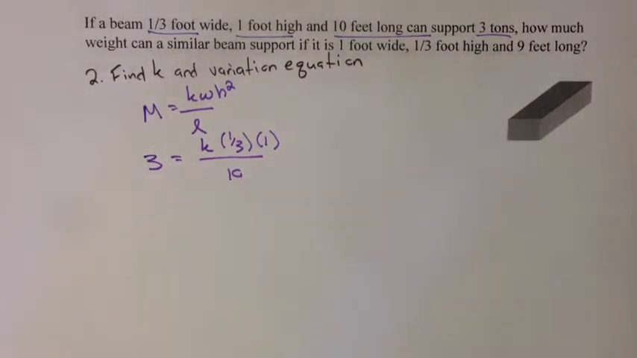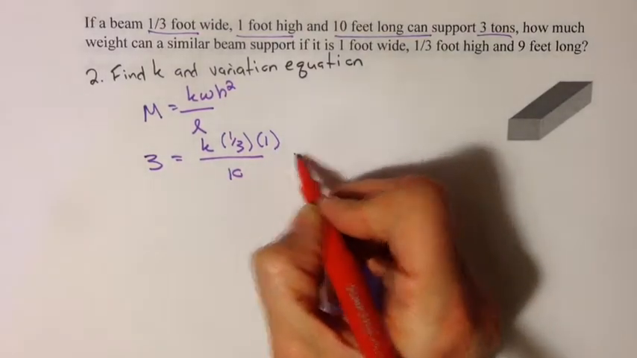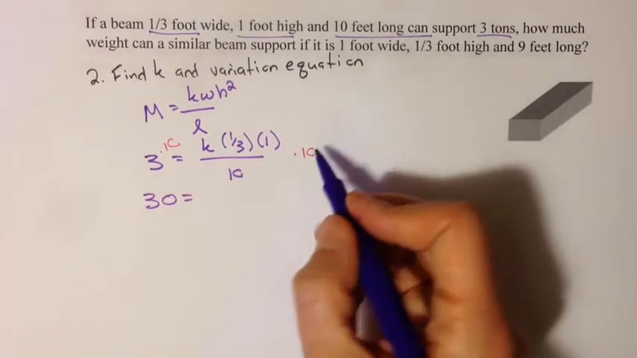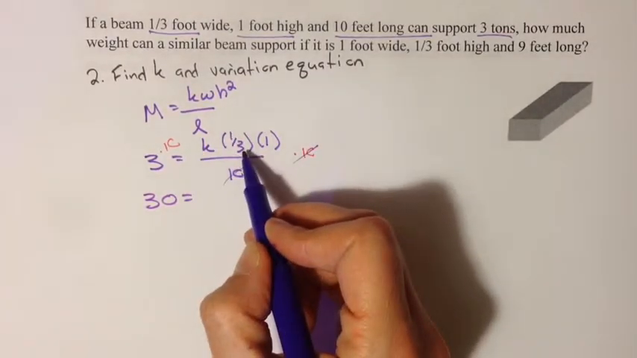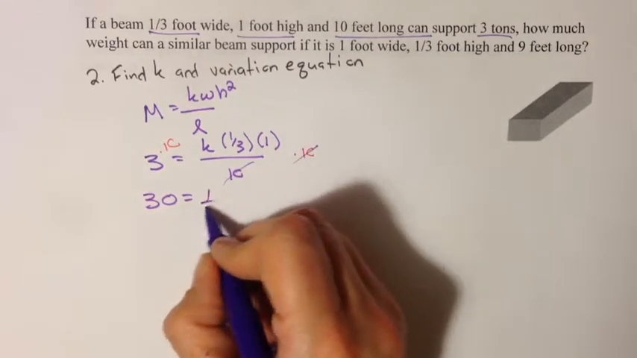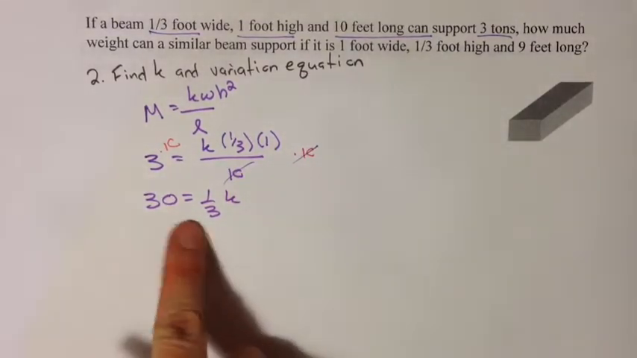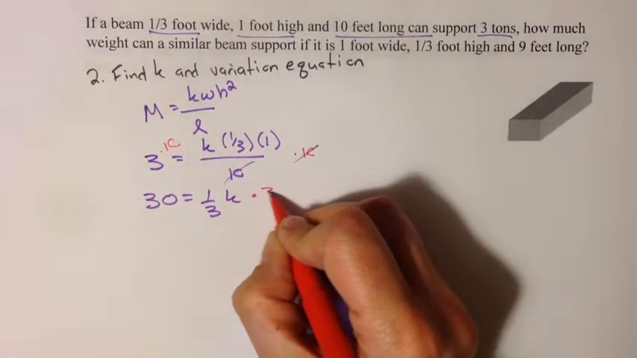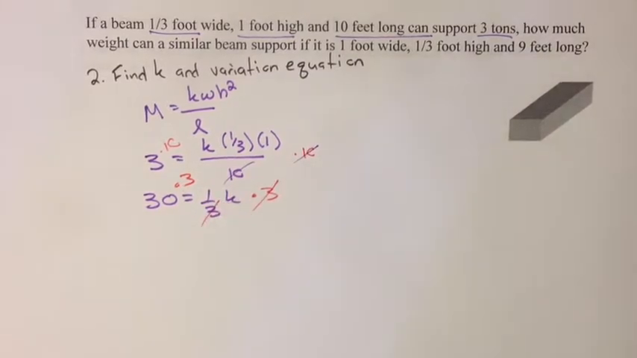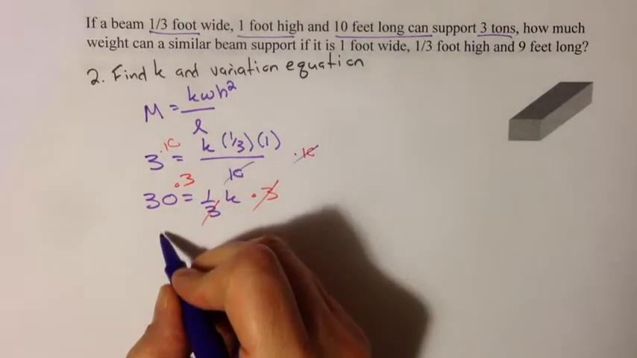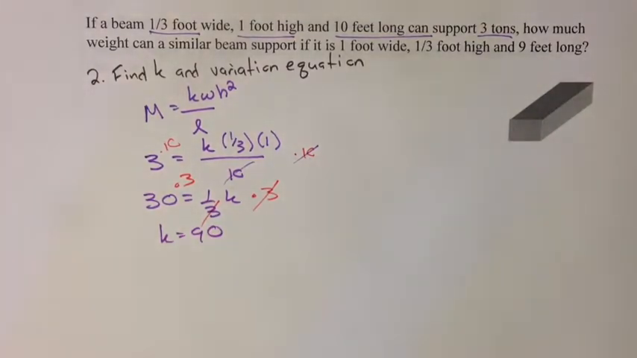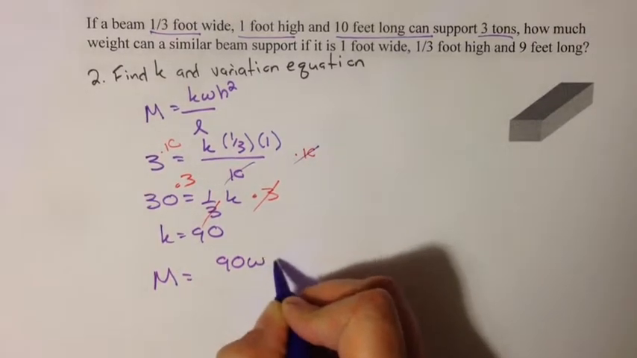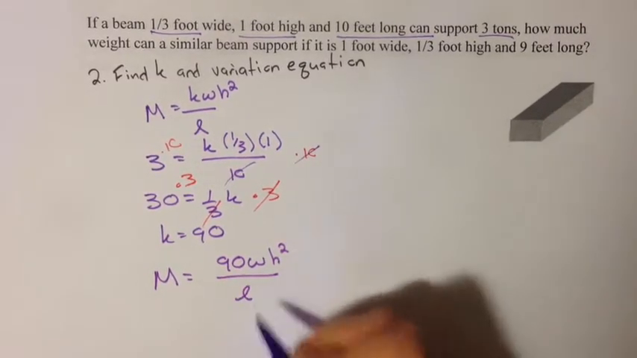The first thing that I'd like to do is multiply both sides by 10 to clear the fractions a little bit. Multiply both sides by 10, and now I have 30 equals 1/3 times k. Notice that I don't need to keep writing that 1 down. Now I have 30 equals 1/3 of k. Again, I have a fraction, so let's go ahead and multiply by 3 to clear that fraction. That gives me k equals 90. Now I can write down my variation equation. M equals 90 times the width times the height squared all over the length.